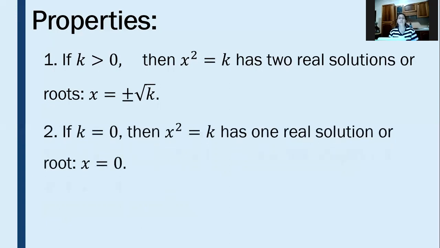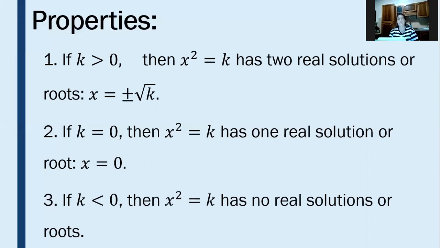Number 2 property: if k is equal to 0, then x squared is equal to k has one real solution or root, x is equal to 0. Again, if k is equal to 0, then x squared is equal to k has one real solution or root, x is equal to 0.